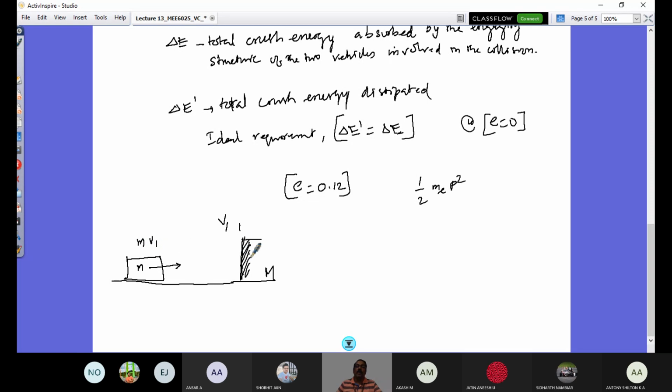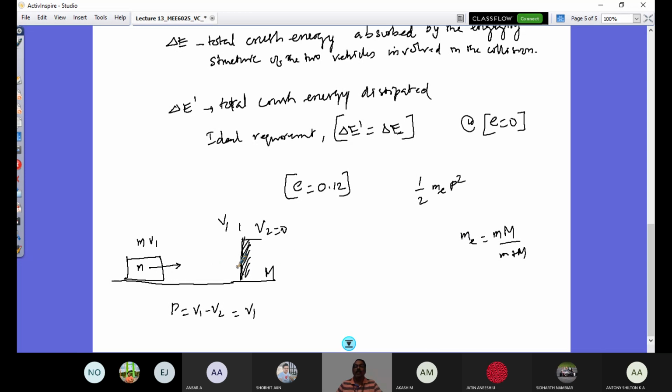mv1 before impact. Here it comes and hits, there is no deformation here. So the velocity of this, v2, is 0. Then what is my p? It is v1 minus v2. That's going to be v1 itself. So the effective mass ME, when I take this mass, would be M into capital M by small m plus capital M. So instead of a rigid barrier, if I have a bigger vehicle in this, this effective mass will decrease.